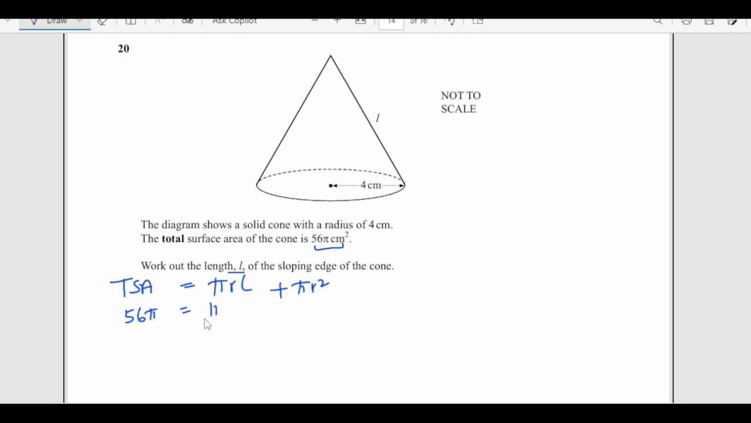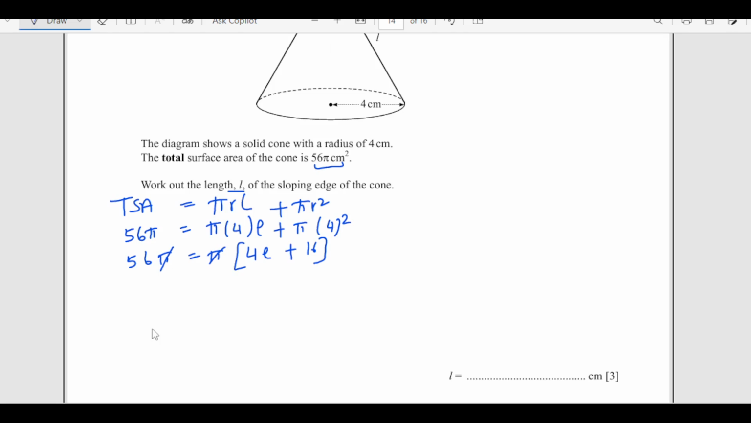So we have pi, and radius r is 4, and slant height we don't know, and pi, then again r is 4 and squared. So if you see here, pi is common, right? When I take pi common, I am left with inside 4l plus 4 times 4, it is 16, right? So this pi is there, this pi and pi get cancelled.